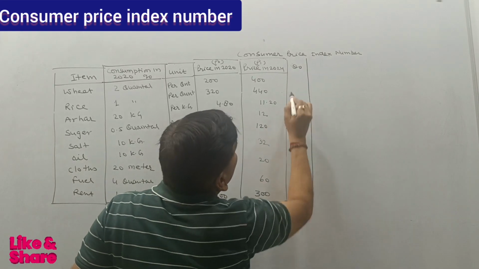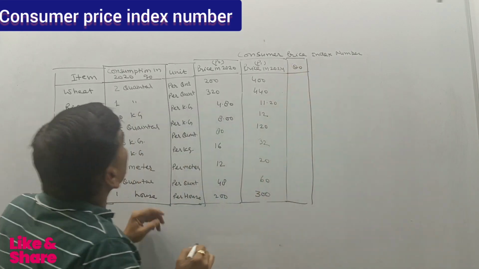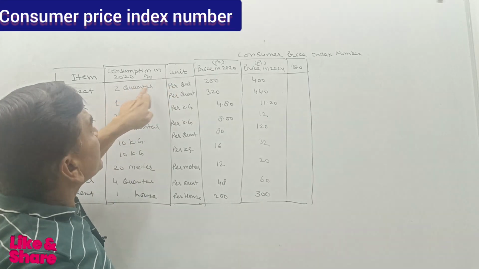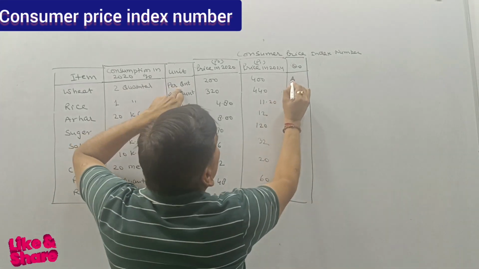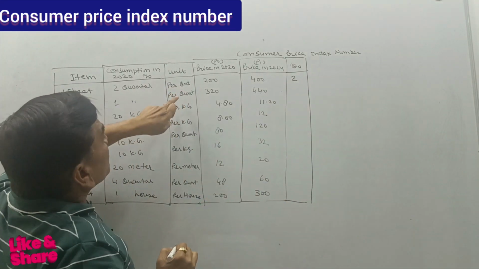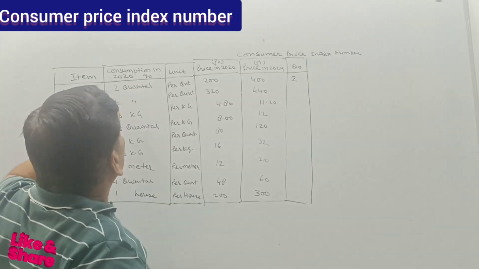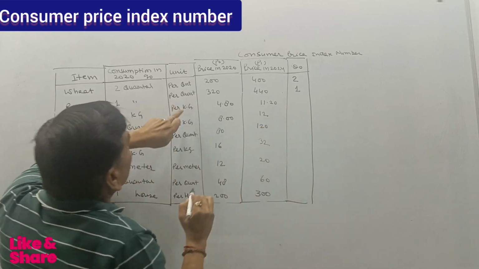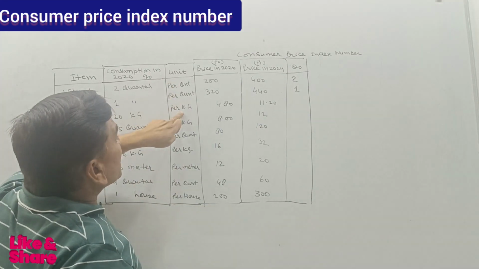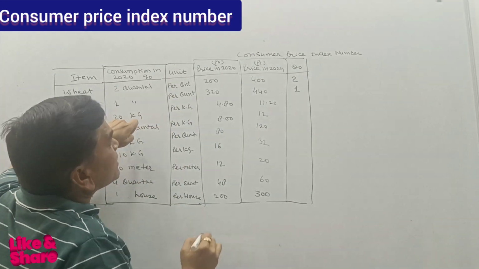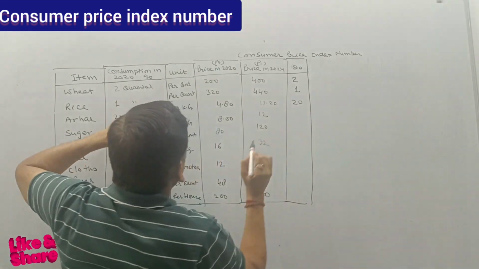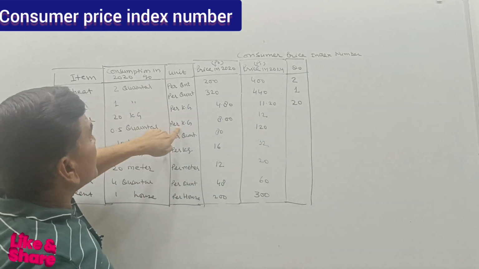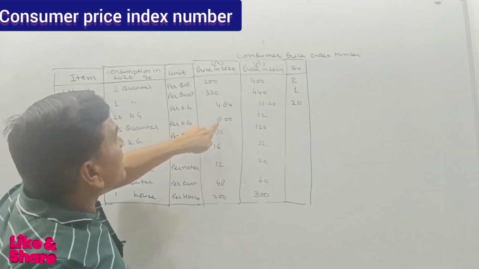The quantity will be kept by this. This will be the quantity. For 2 quintal, the rate is per quintal, so we will write 2. Per quintal rate is given and consumption is also in quintal, so we will write 1. The unit is per kg and here also kg, so we have 20 kg.